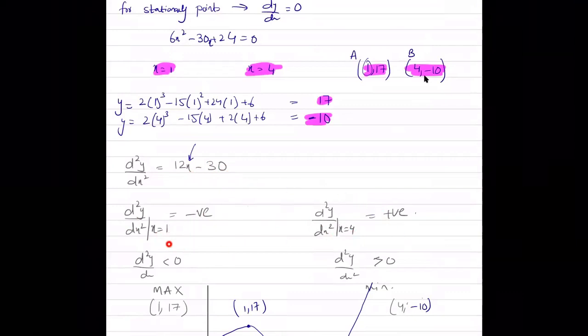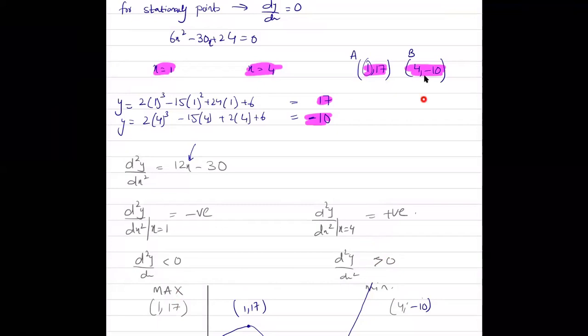So when x is 1, the second derivative comes out to be negative, which is less than 0. And when x is 4, the second derivative comes out to be positive, which is greater than 0. Now this indicates that (1, 17) is a maximum point and (4, -10) is a minimum point. Do you agree with this? Yes, sir. Okay.